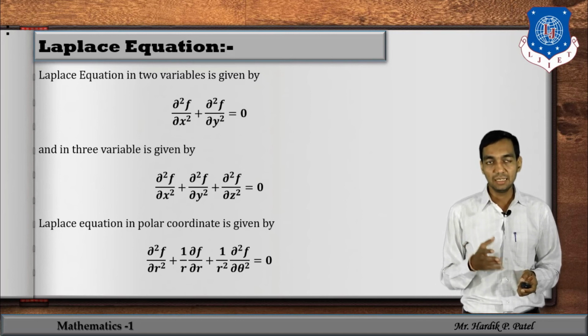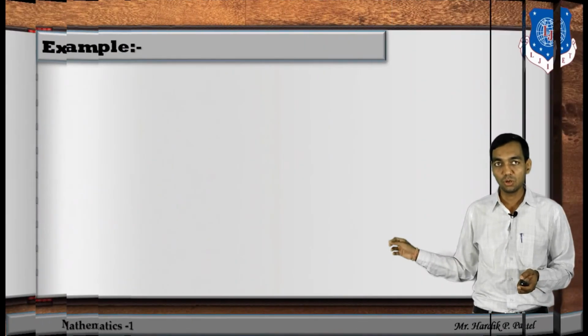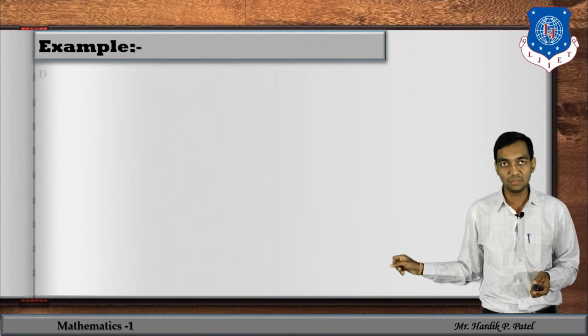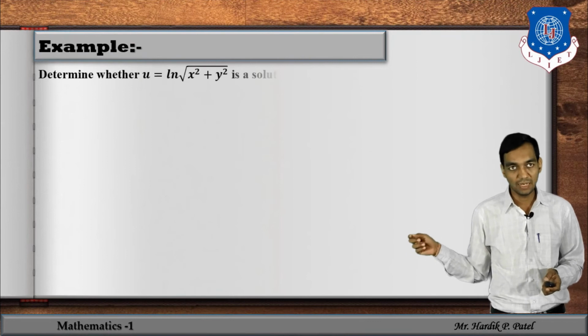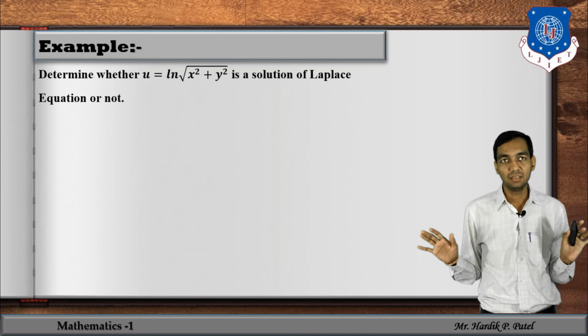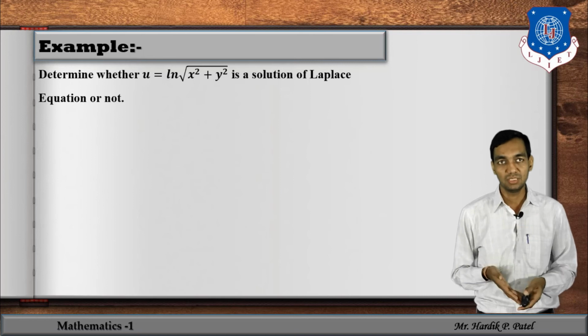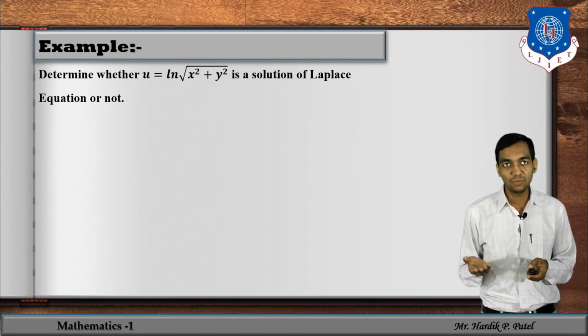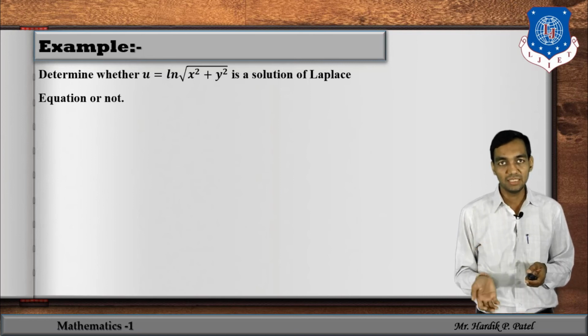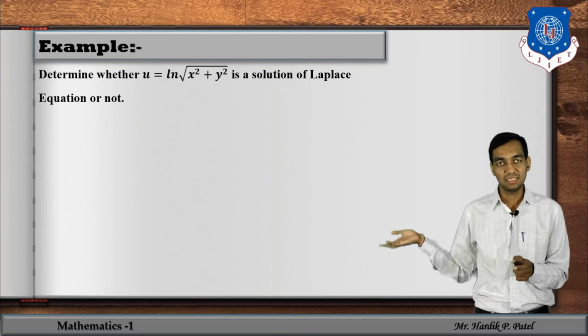Now see, here in the example you have been given: determine whether u is equal to log of under root of x square plus y square is a solution of Laplace equation or not. That means you have not been given any equation, you have only been given a function, and you have to write down the Laplace equation yourself. So we are already aware that the given function is a function of two variables, x and y.